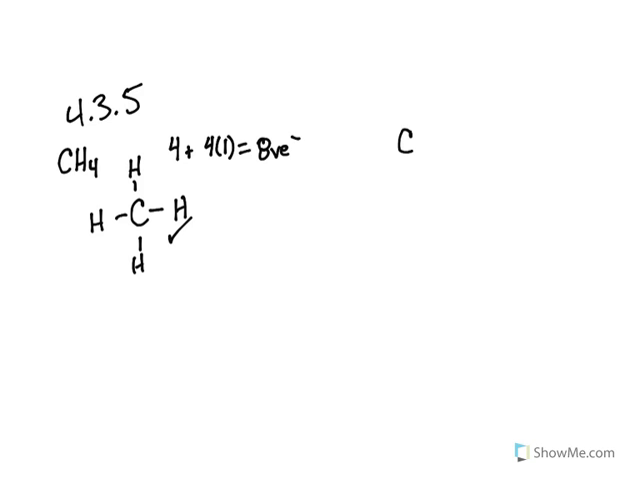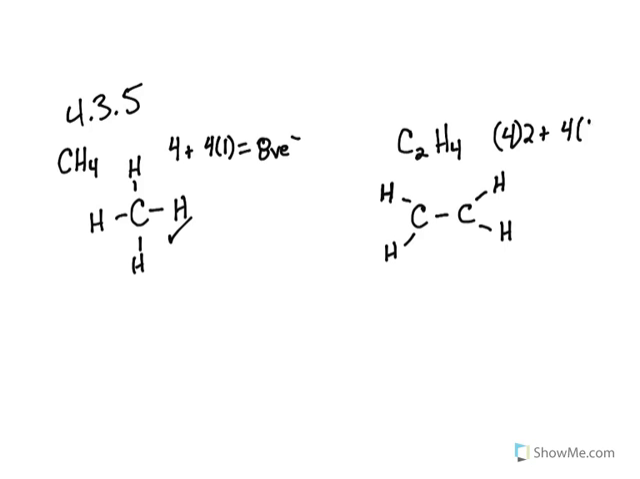Now, for ethylene, C2H4, we again put the carbons in the middle and the H's on the outside. This is because the H's can only bond with one thing, so to put them in the middle doesn't make much sense because they can't form more than one bond. Each carbon gives us 4, but there's 2. And each H gives us 1, but there's 4. So altogether that's going to give us 12 valence electrons to work with.